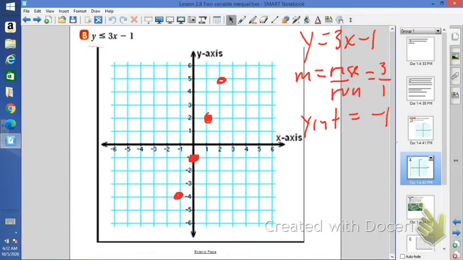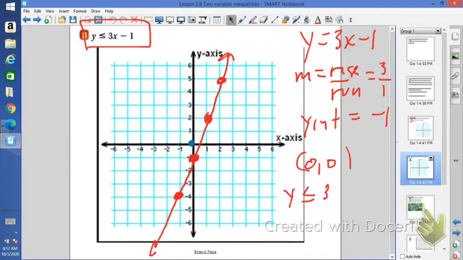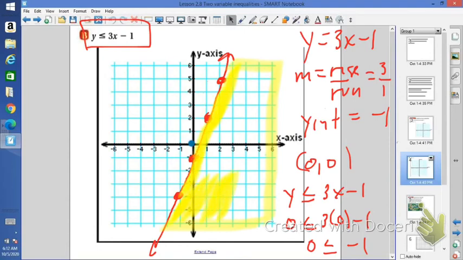Now, unlike the previous problem, our inequality symbol is less than or equal to. So therefore we're going to use a solid line to connect the points. So we've graphed the boundary line. Step 1 is finished. Step 2 is to then pick a test point. 0, 0. Alright, I'm going to look at my inequality and plug in. Alright, so is 0 less than or equal to -1? And the answer is no. So we're going to shade the half plane away from the test point, or the half plane that does not include the test point, which is this.